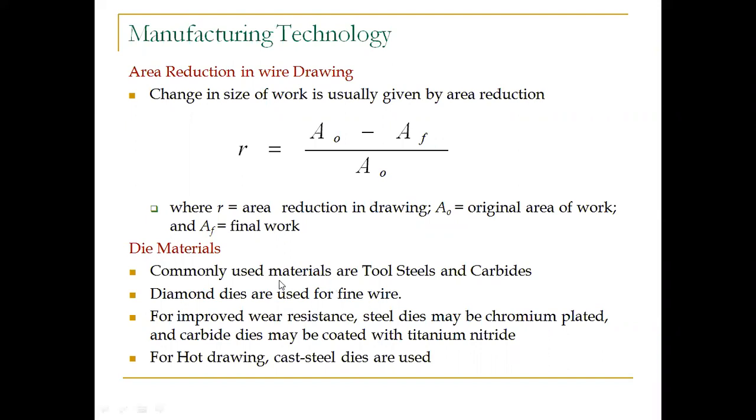These are the die materials from which we can manufacture dies for the wire drawing process. Commonly used materials are tool steel and carbides. These are very hard and advanced materials. Diamond dies are used for fine wires for improved wear resistance. Steel dies may be chromium plated and carbide dies may be coated with titanium nitride. For hot drawing, cast steel dies are used. Basically, carbides are advanced and very hard materials.